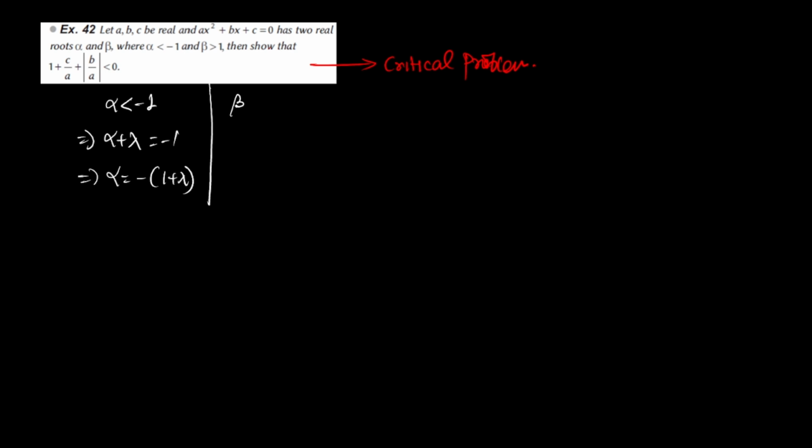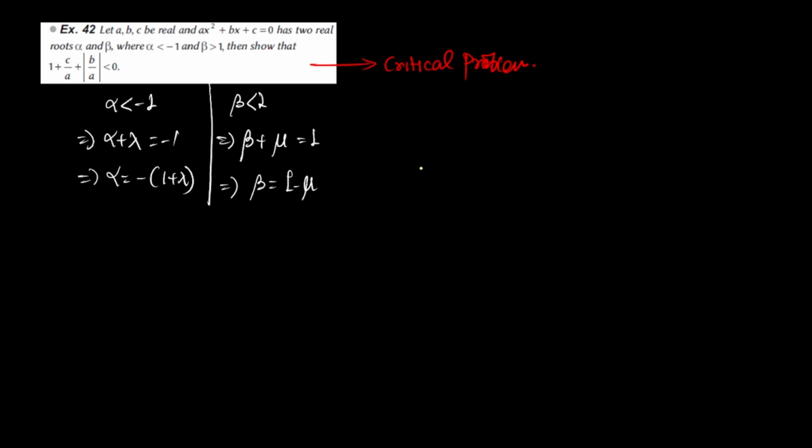Beta. Beta is lesser than 1. Then beta plus mu, mu is another Greek alphabet, equals to 1. Okay, then beta equals to 1 minus mu. Okay, now we have arrived to this extent. Now let's move on here.